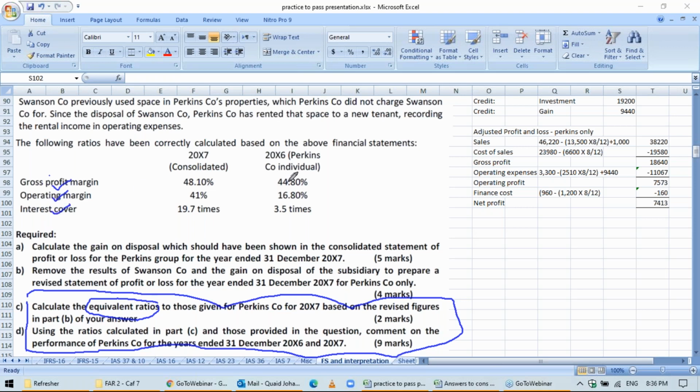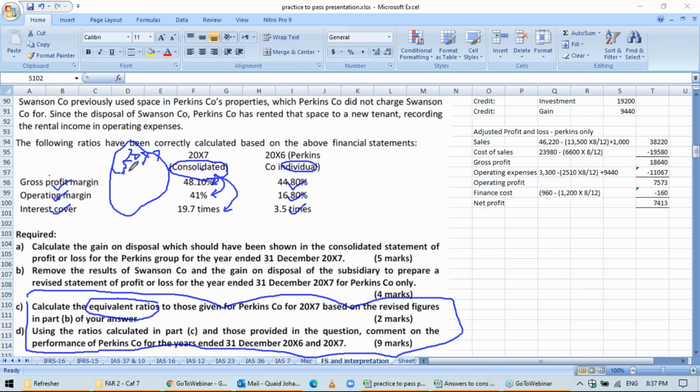They have already calculated the last year's individual Perkins ratios, right? But the ratios given over here for 2007 are the consolidated ratios. We don't want this. We can't compare with this. We have to make a working through which we will calculate individual Perkins ratios.